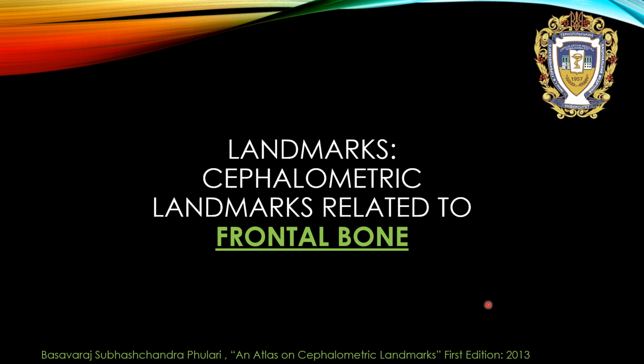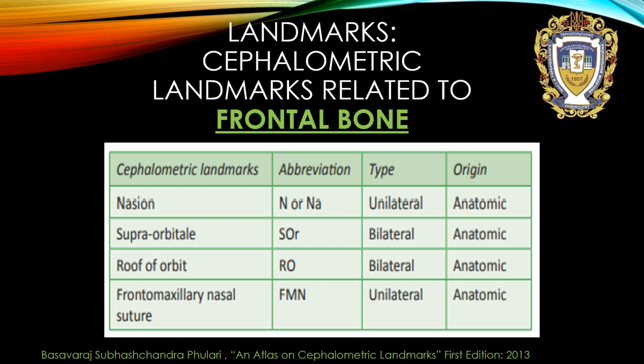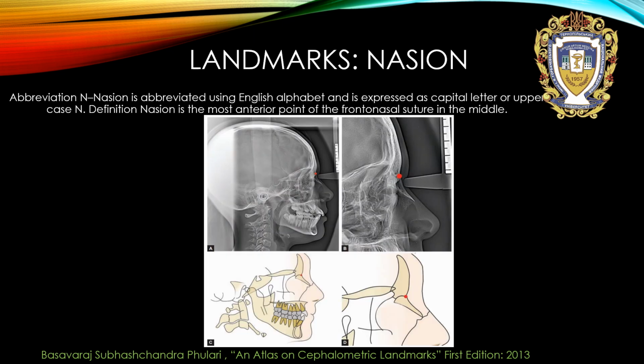And now let's talk in more detail about different groups of cephalometric landmarks. Cephalometric landmarks related to frontal bone. As you can see, there are only 4 landmarks. First one, the most important, nasion. Abbreviation N. Nasion is abbreviated using the English alphabet and is expressed as capital letter or uppercase N. Definition: nasion is the most anterior point of the frontonasal suture in the midline. This point is present almost in all cephalometric analyses.